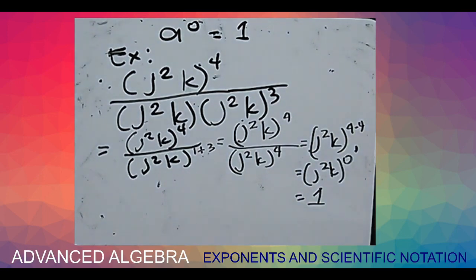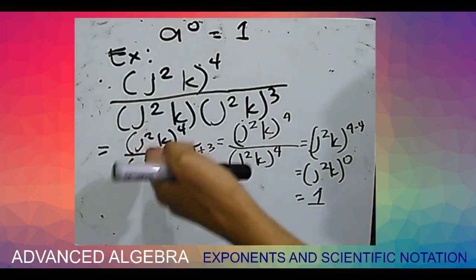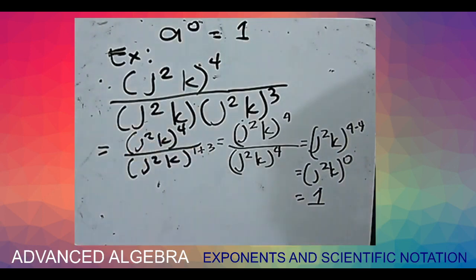Medyo ginawa lang komplikado masyado yung ating algebraic expression, pero ganun pa rin naman ang kinalabasan. 1 pa rin yung kinalabasan. So yan yung example ng ating zero exponent rule.